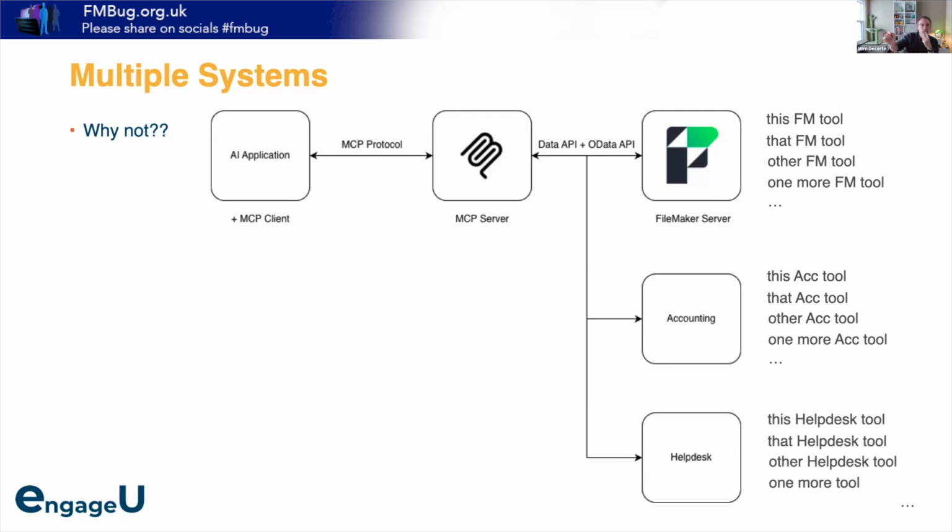So the reason that this is not the better approach, but that having multiple MCP servers is the better approach, is that the more tools that you expose through a single MCP server, the easier it is for the AI application to get confused. Because in essence, you're giving it too many options, right? So it's better to have dedicated MCP servers for a specific domain. And in our case, accounting would be an MCP server, right? Help desk functionality would be an MCP server. Whatever we have on the FileMaker side would be an MCP server. And each of those would then only expose a limited number of tools.